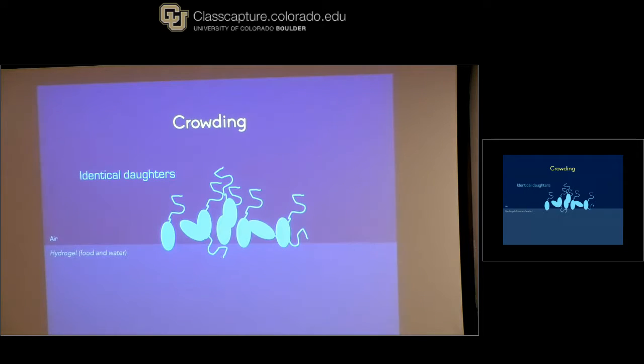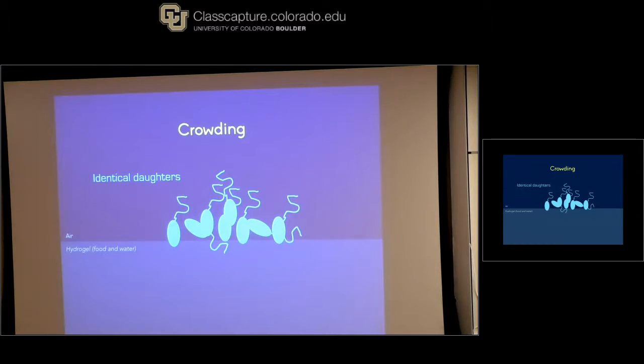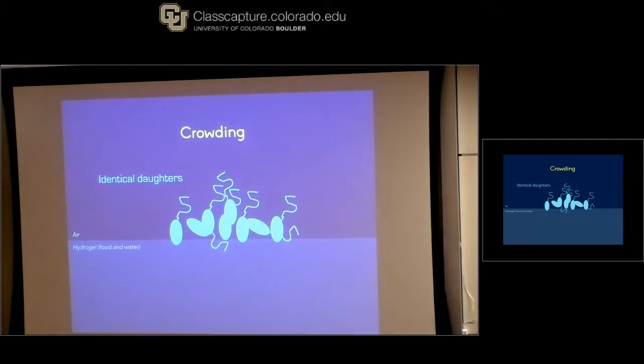Okay, so the first thing that happens when a single cell arrives at a surface is crowding. You have a lot of other cells, and they are kind of stuck because they're not really able to move if the agar gel is solid enough. I'm going to talk about Bacillus subtilis, but the phenomenology is kind of conserved.